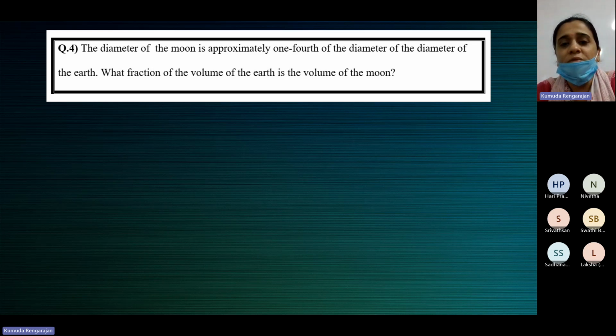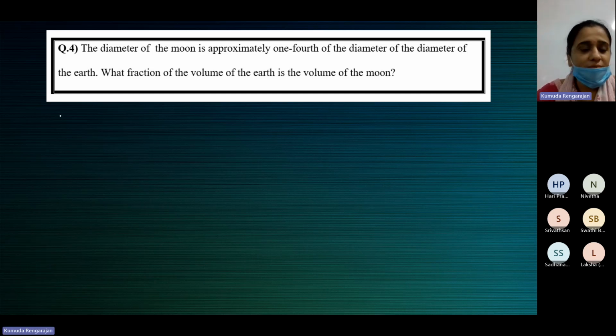What fraction of the volume of the Earth is the volume of the moon? This one alone, we'll just practice it now in the class also. Class, also when I share the image tomorrow, you will do it once again in your book, all right? Just for the sake of practice. Okay, let me work this one for you.